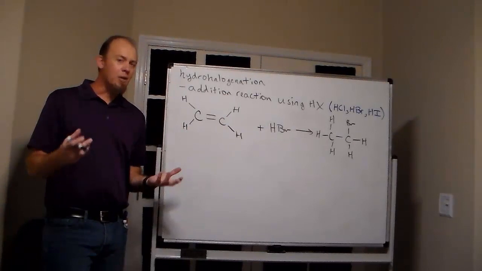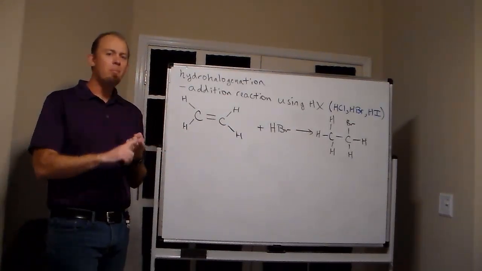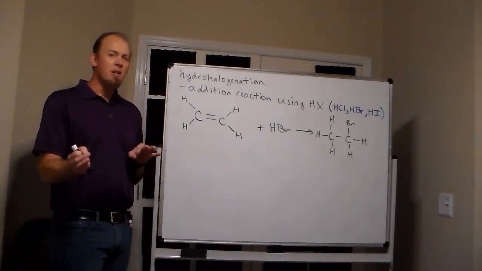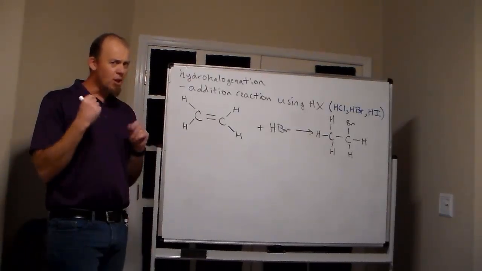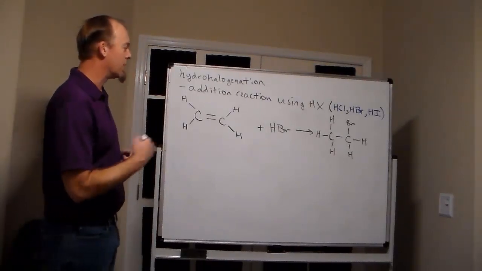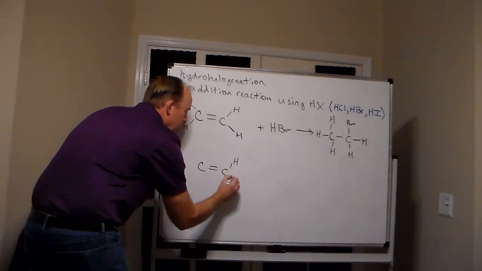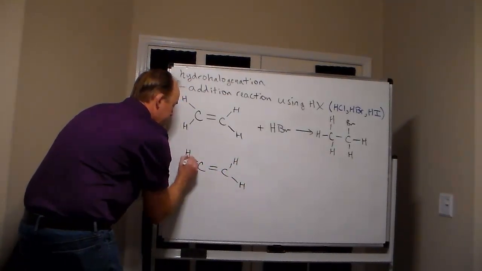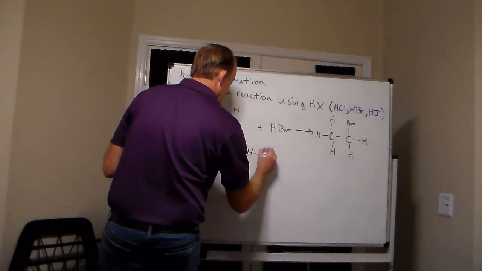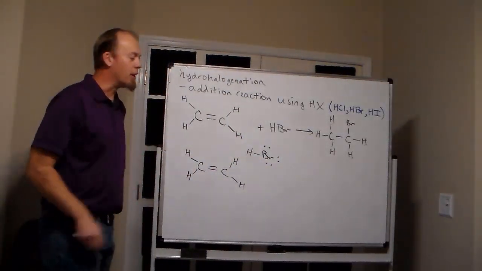When you're looking at organic reactions, you want to know how the mechanism works. The mechanism is what bonds are breaking and what bonds are forming in what order to get us from where we started to the end. It always helps us understand why things are happening, because if we know why something's happening, we can predict what's happening. So in this case, I've got a carbon-carbon double bond, and I've got my HBr.